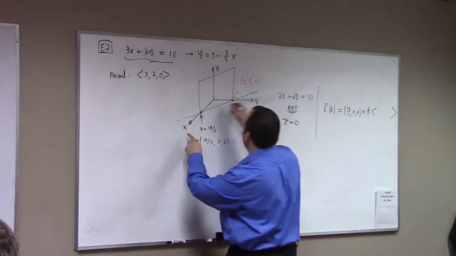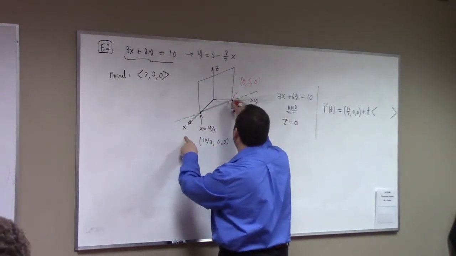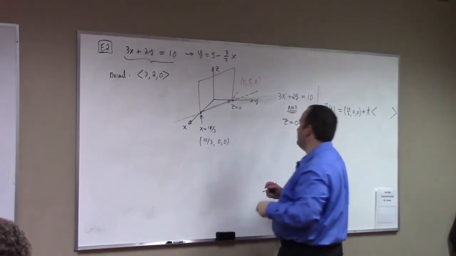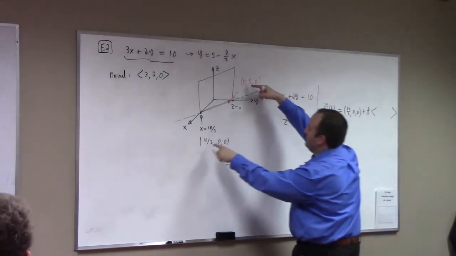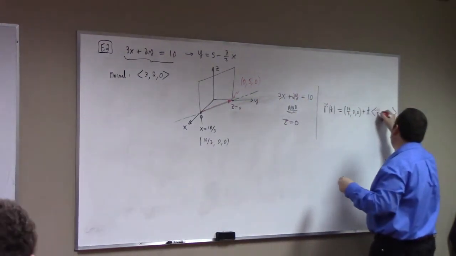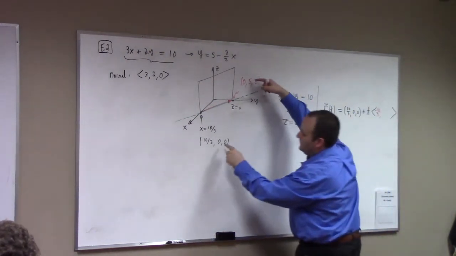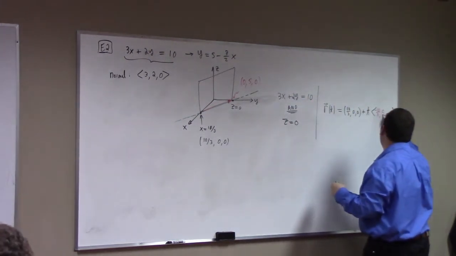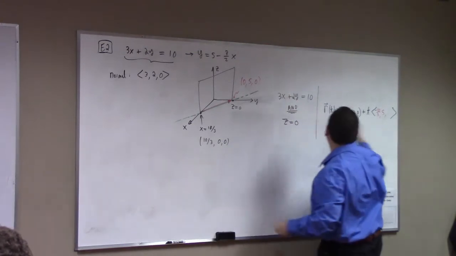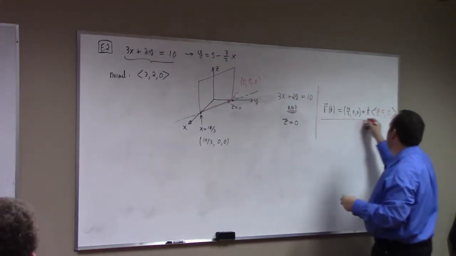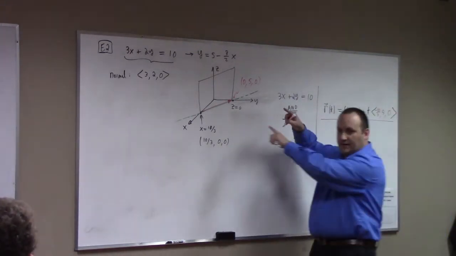So what would this direction vector be then? We do minus 10/3, 5, and 0. There you go. That would be a parameterization of the green line.